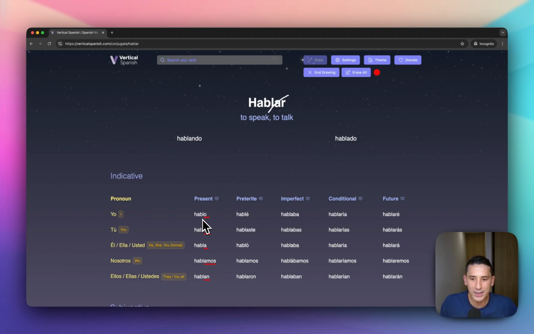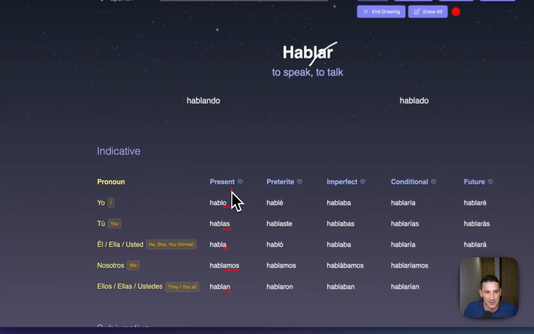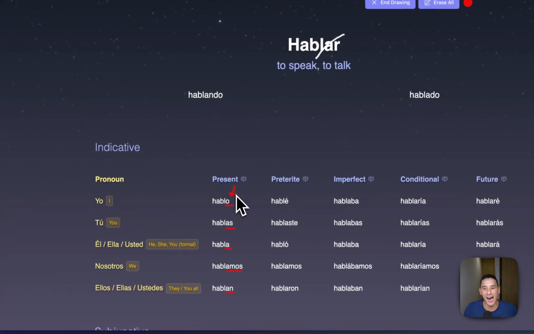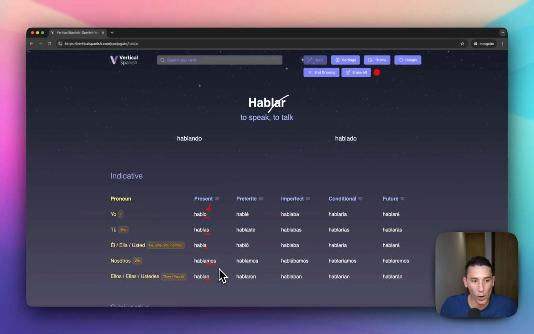And so when we say hablo, right, that O at the end is what makes it I speak, right? So the endings are o, as, a, amos, an. And that is for 99% of all AR verbs, right?